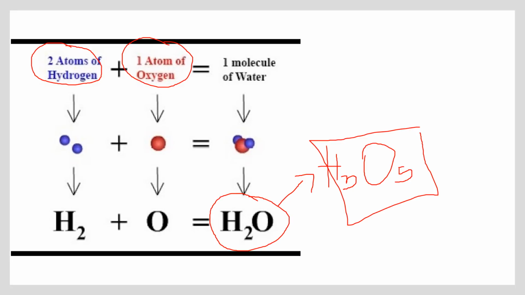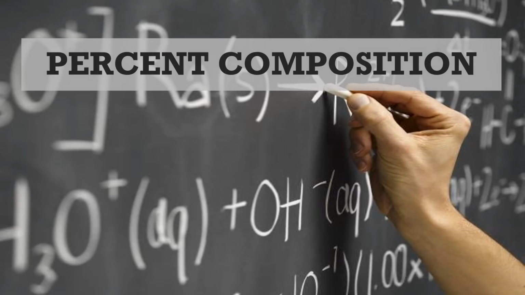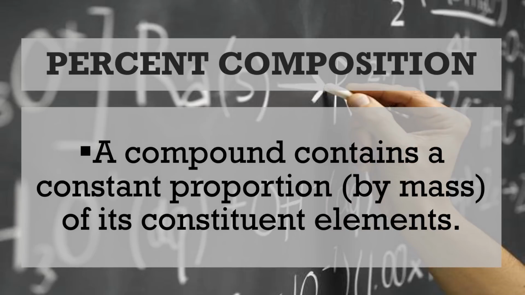The answer is no. If the ratio of the elements is different from the specific ratio, then it is not the same compound and therefore will have a different name. So the law of definite proportions is telling you that a given molecule or compound will always have a fixed proportion. Therefore, the main idea of percent composition, grounded from the law of definite proportions, is that a compound contains a constant proportion of its constituent elements.